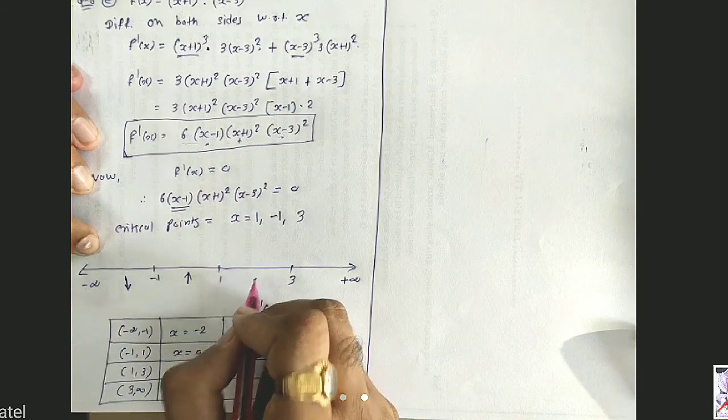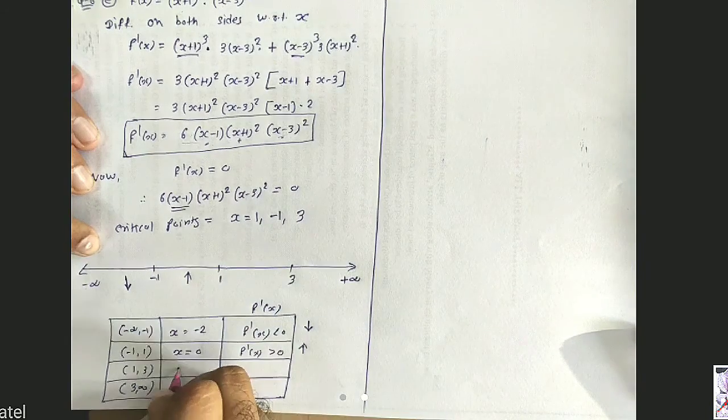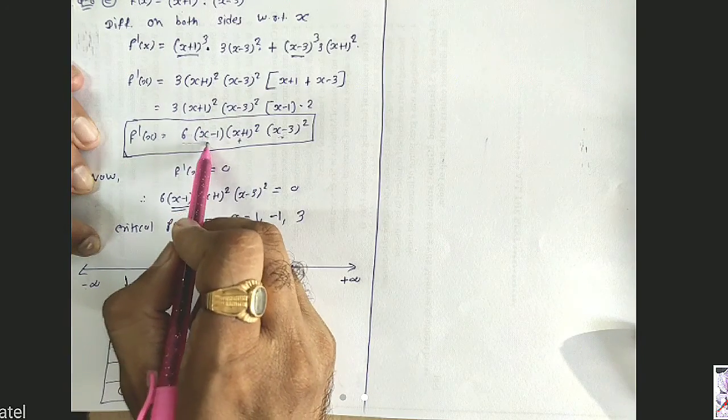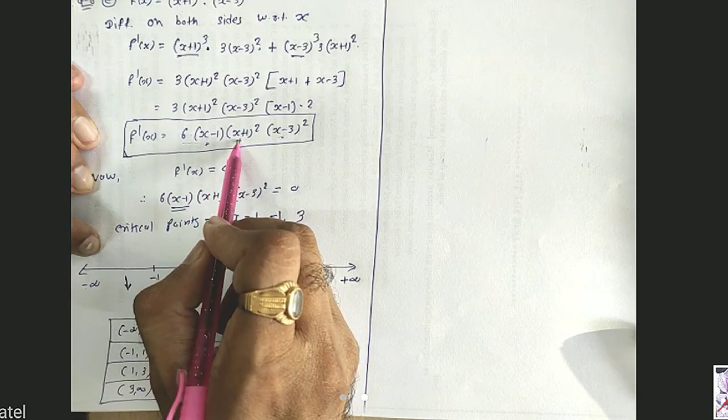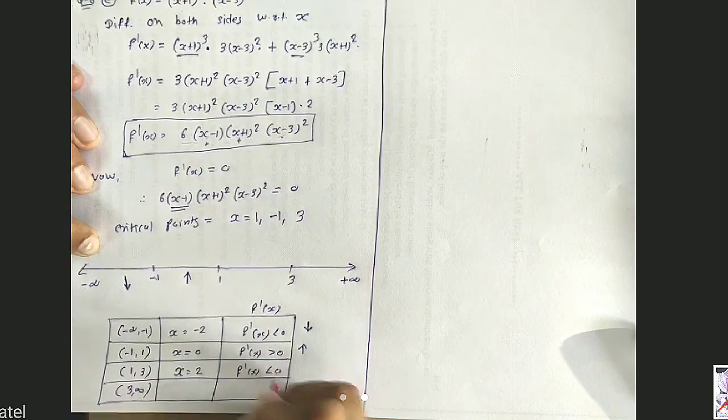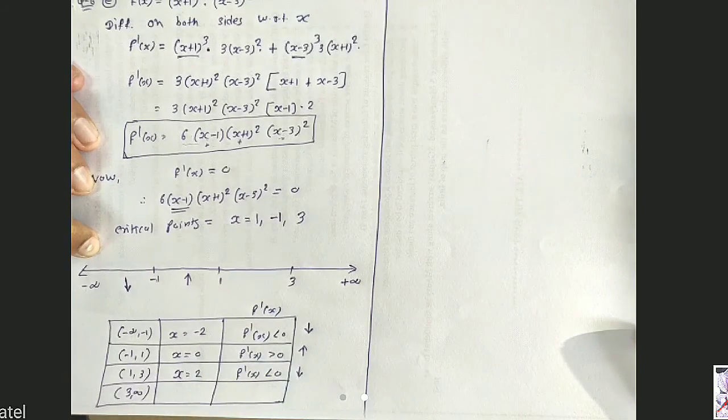Now take one point over here. Suppose you are taking x equal to 2. For x equal to 2, 2 minus 1 is positive. This is again positive and this is negative. So f dash x is less than 0. So our function is again a decreasing function.